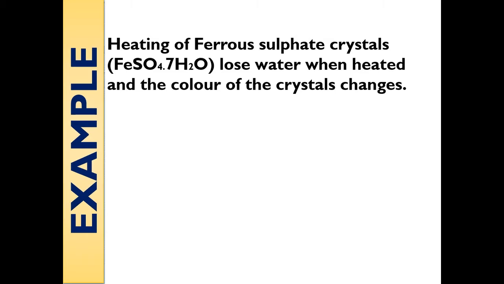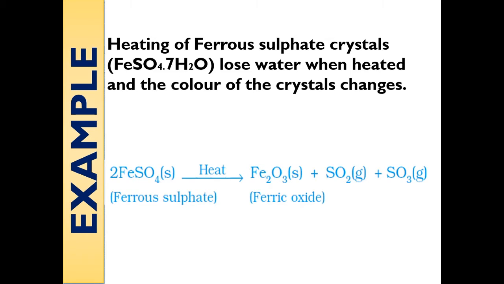Ferrous sulfate crystals, when heated, initially lose water, color of the crystal changes, and then ferrous sulfate undergoes decomposition like this. As a result, ferric oxide, which is solid, and sulfur dioxide and sulfur trioxide gases are formed. These gases can be experienced by their characteristic smell. This is decomposition reaction because single substance breaks down into three simpler substances.